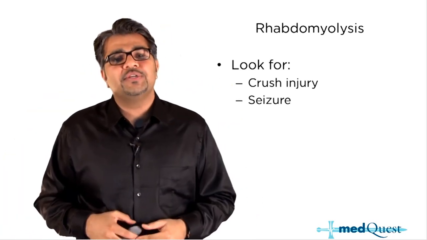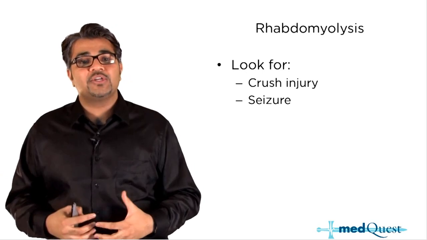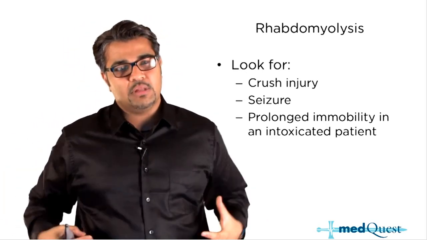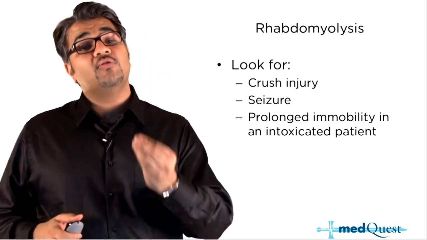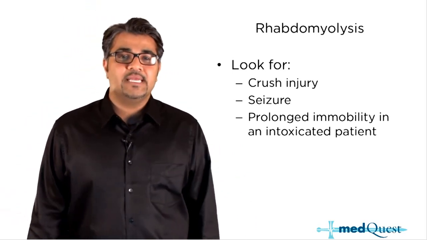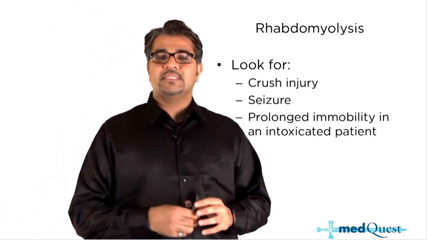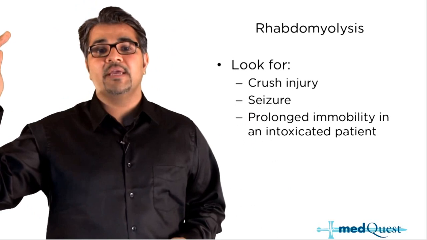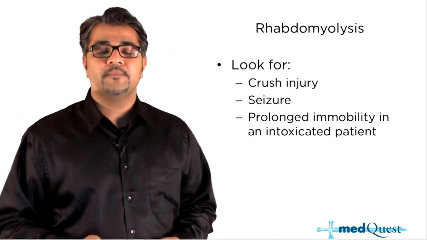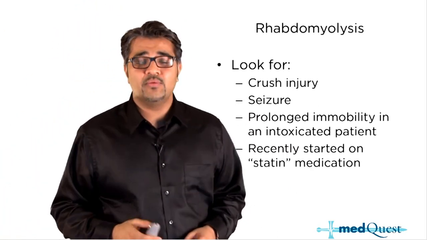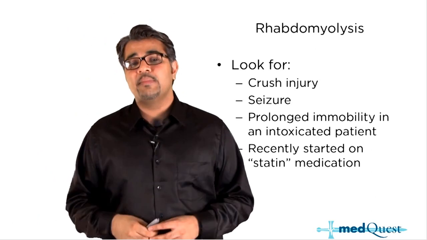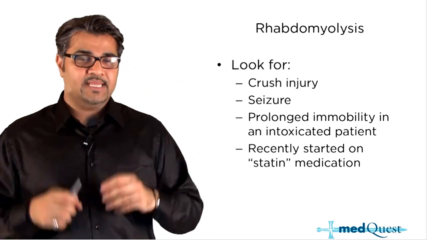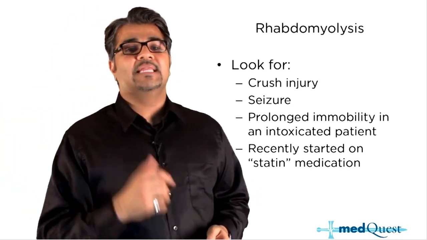And you're going to look for patients who've even had seizures, and massive contraction will actually cause leakage of myoglobin from all of their muscles and cause clogging of their kidneys, or prolonged immobility in an intoxicated patient. Most commonly, the USMLE is going to say a homeless person intoxicated is brought in, and FYI, this is what we found. So what is these FYIs you're going to find? Well, we'll tell you in a second. The last one that really likes to come up on the USMLE is a patient who's been recently started on a statin medication from myositis and leakage of myoglobin.